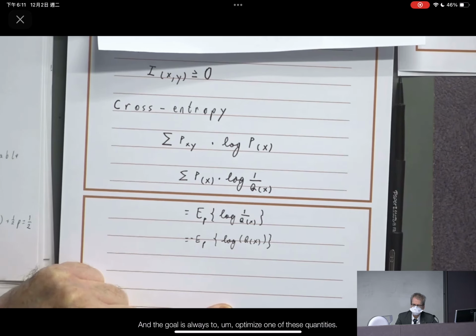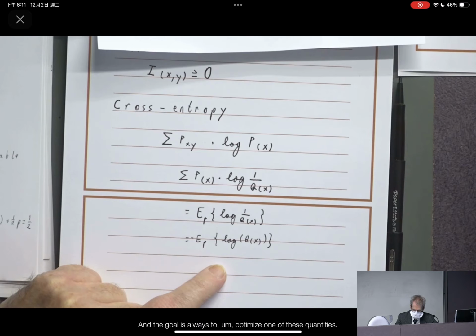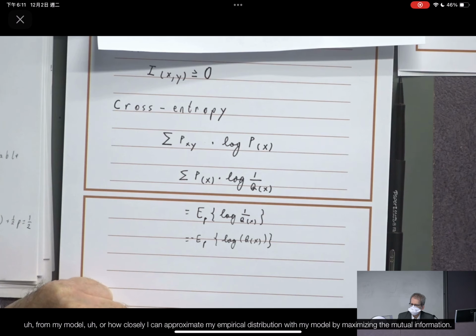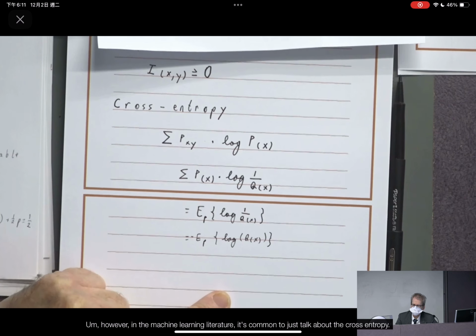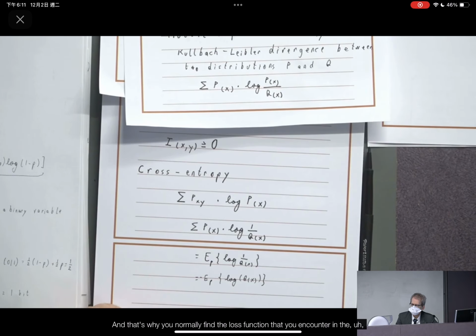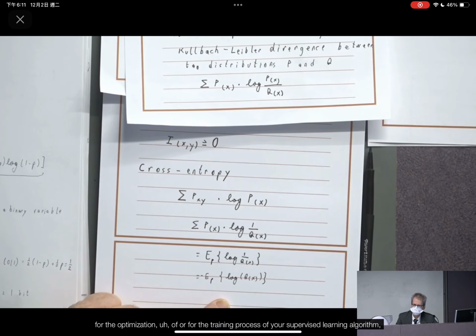And the goal is always to optimize one of these quantities. I personally find it most intuitive to think in terms of mutual information, and I want to maximize what I learn from my model, or how closely I can approximate my empirical distribution with my model, by maximizing the mutual information. However, in the machine learning literature, it's common to just talk about the cross entropy, and that's why you normally find the loss function that you encounter for the training process of your supervised learning algorithm, for example, as being the cross entropy between your empirical distribution and your model-based distribution.